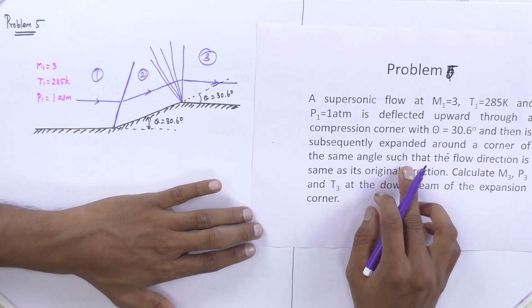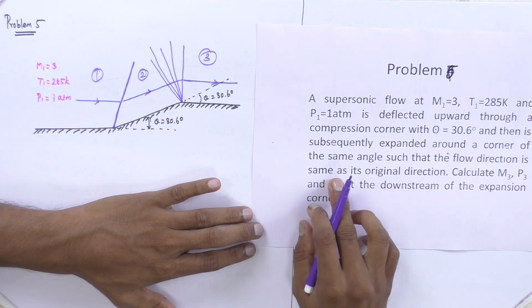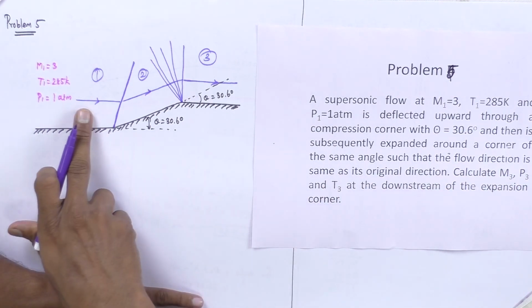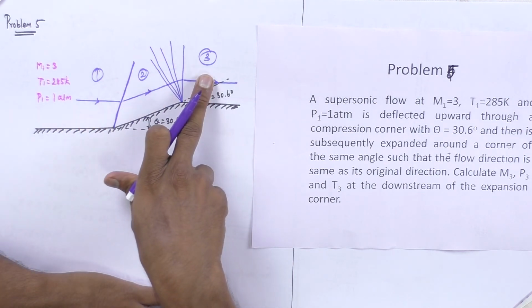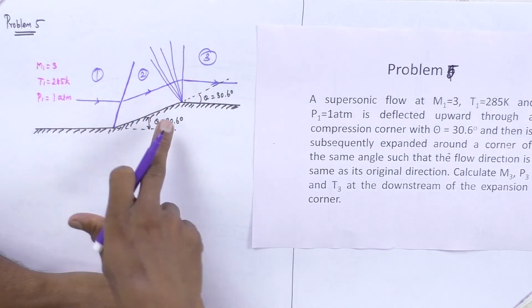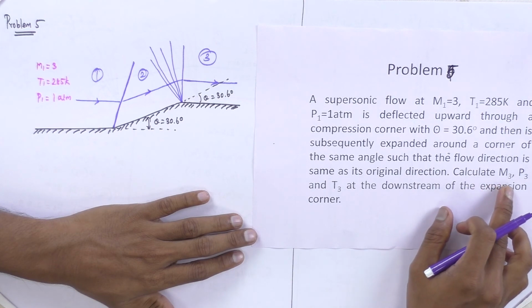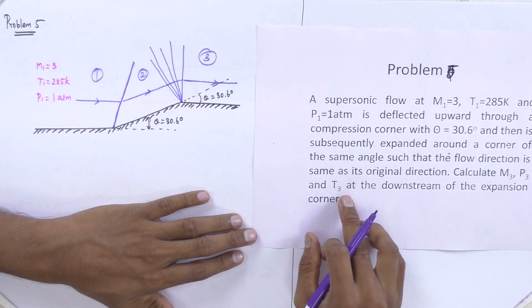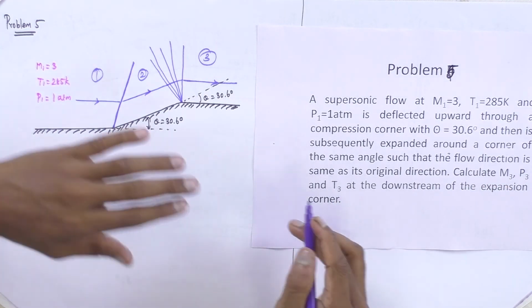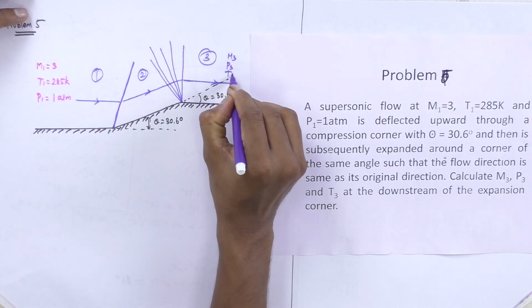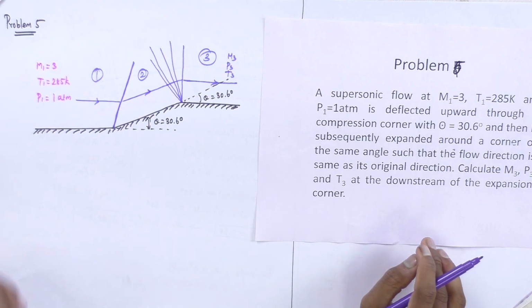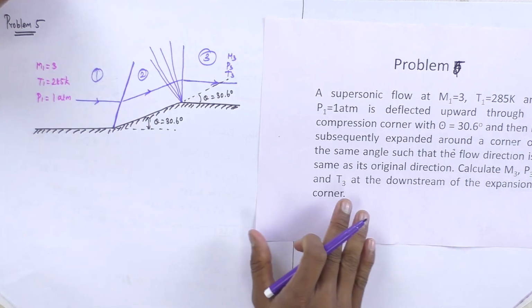Same angle, such that the flow direction is same as its original direction. So the flow direction will be same as the original direction. So region 3 direction and region 1 direction are same. Calculate M3, P3 and T3 at the downstream of the expansion corner. So we need to calculate M3 value, P3 value and T3 value at the downstream of the expansion corner.